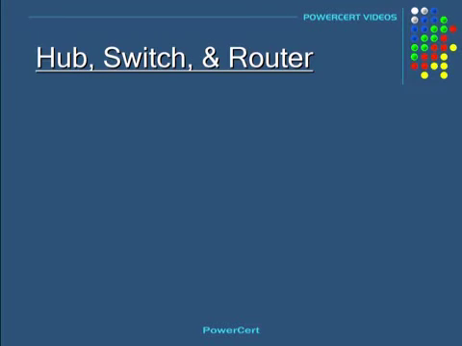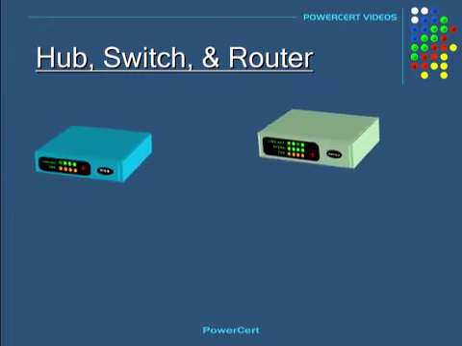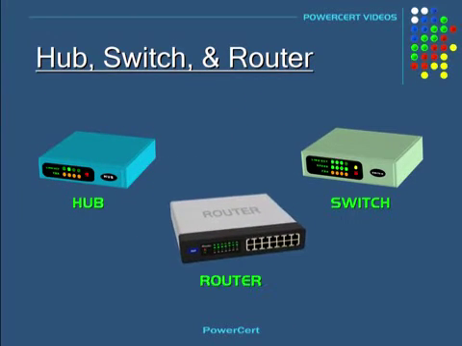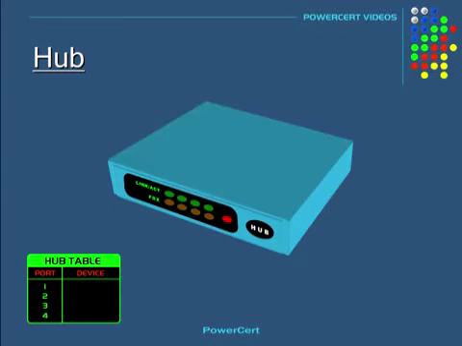Hello everyone. In this video we're going to talk about the difference between a hub, a switch, and a router. Now all three of these devices are similar, but there is a difference in the way they handle data. So we'll first talk about a hub. Now the purpose of a hub is to connect all of your network devices together on an internal network.